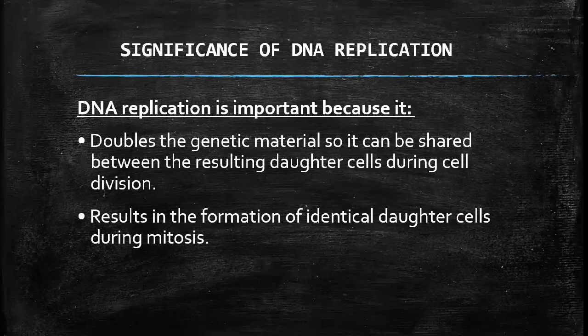But for now, what you need to know is that it doubles the genetic material so that it can be shared between the resulting daughter cells when your cells divide. And also, it results in the formation of identical daughter cells during mitosis. Remember, we haven't discussed mitosis, but briefly, mitosis is whereby the cell divides to form identical daughter cells. But we're going to discuss that when we do mitosis or cell division.